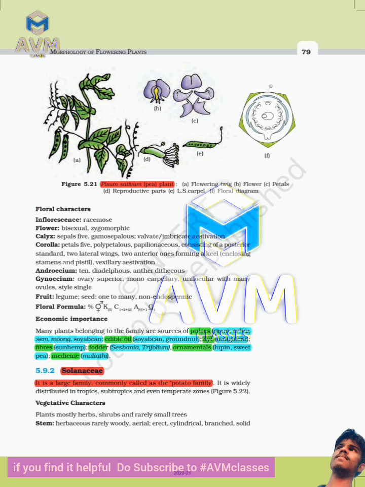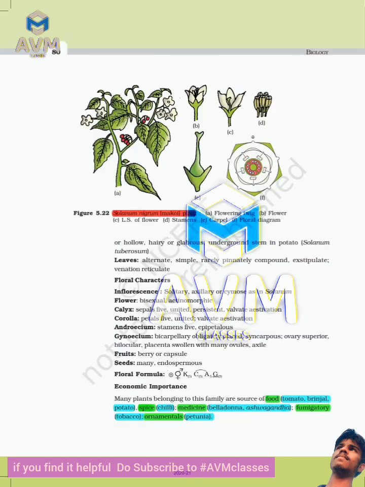5.9.2 Solanaceae. It is a large family commonly called the potato family. It is widely distributed in tropics, subtropics and even temperate zones. Vegetative characters. Plant mostly herbs, shrubs and rarely small trees. Stem herbaceous, rarely woody, aerial, erect, cylindrical, branched, solid or hollow, hairy or glabrous, underground stem in potato. Leaves alternate, simple, rarely pinnately compound, exstipulate, venation reticulate.